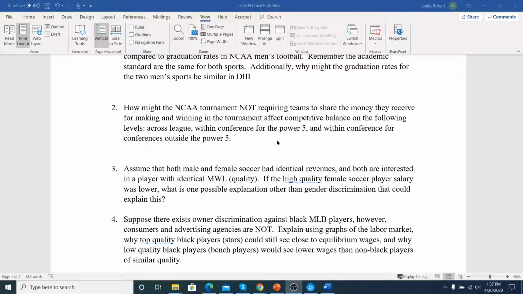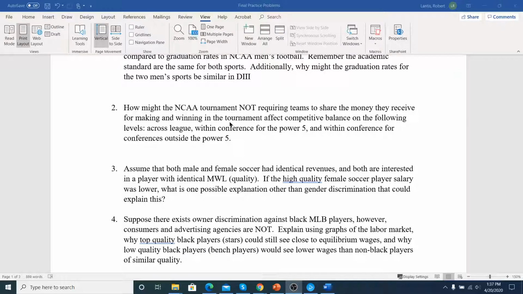So I like to ask questions like this in the exam. Sometimes I'll combine two. I would say something like, what are the impacts of not requiring teams to share the money, and not giving automatic bids, right? And I might do it for the NCAA tournament. I might do things like that for college bowl games.